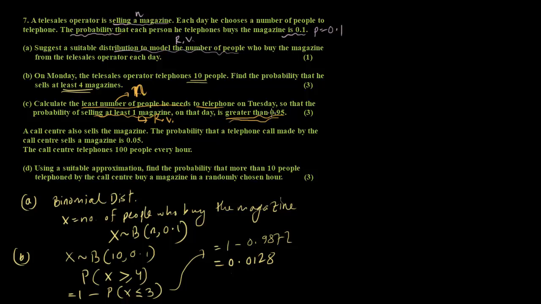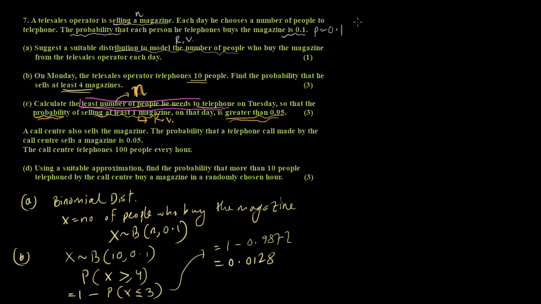Again, we have seen a question like that before. So the probability is not equal to, the probability is greater than. What's happening is that this information, the least number of people he needs to telephone, is the value of n. So again, n is unknown. What we have to find ultimately is the value of n.